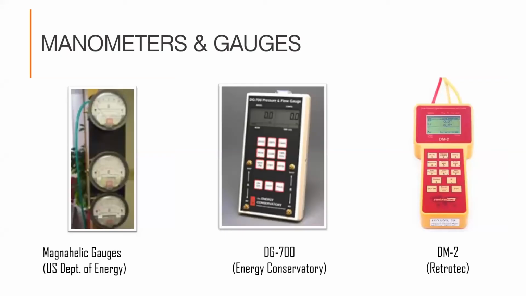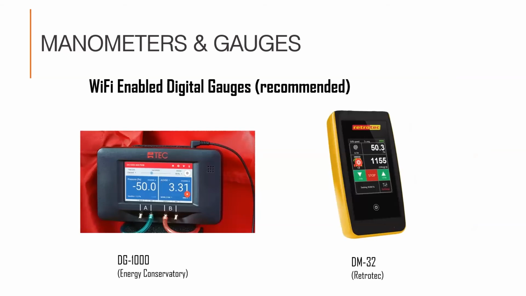The older Magnehelic gauges, like the one on the left, were the original technology used in the development of the blower door, but have been replaced with digital manometers today. The DG700 is used with the Energy Conservatory brand, and the DM2 is used with the Retrotec brand. And while the DG700 and DM2 have been the industry standard for decades, the DG1000 and DM32 are the newest products on the market. They're Wi-Fi enabled for easy test result recording and can be controlled with your cell phone.